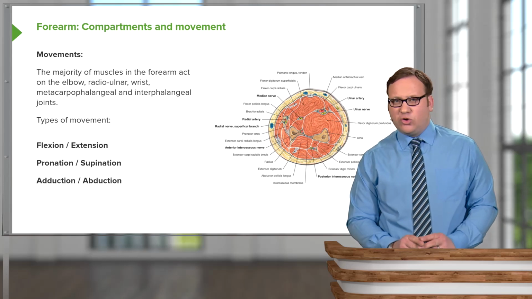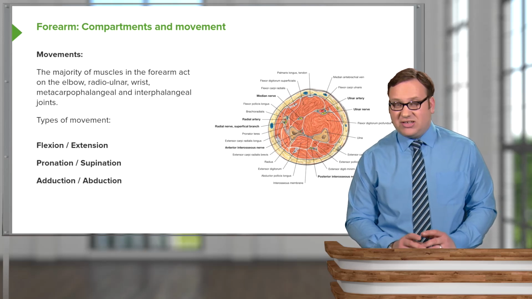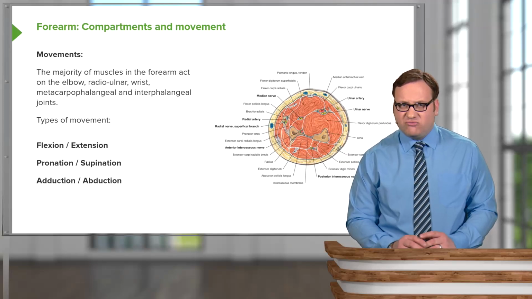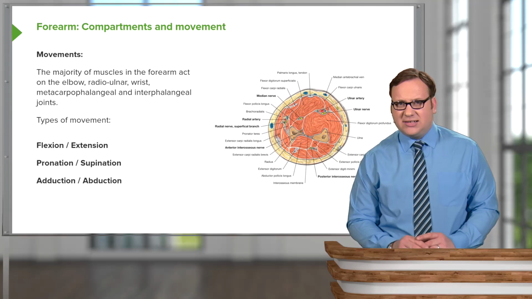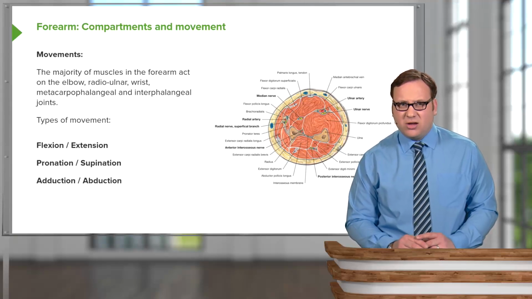So these muscles in the forearm can send long tendons that go and attach quite distally to the very distal phalanges of the digits. You can have flexion and extension. This can occur at the elbow joint, at the wrist joint, at the metacarpophalangeal, interphalangeal joints. So most of these joints will enable flexion and extension. At the radioulnar joints, we have pronation and supination, and we'll look at some important muscles that do that. And also at the wrist joint and at the metacarpophalangeal joints, we can have adduction and abduction.